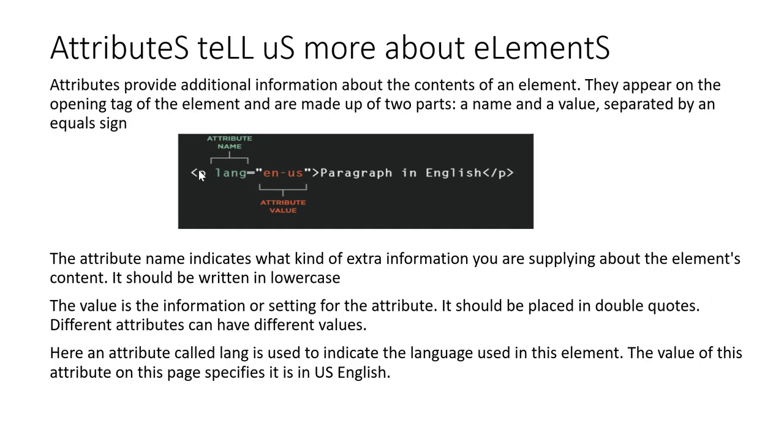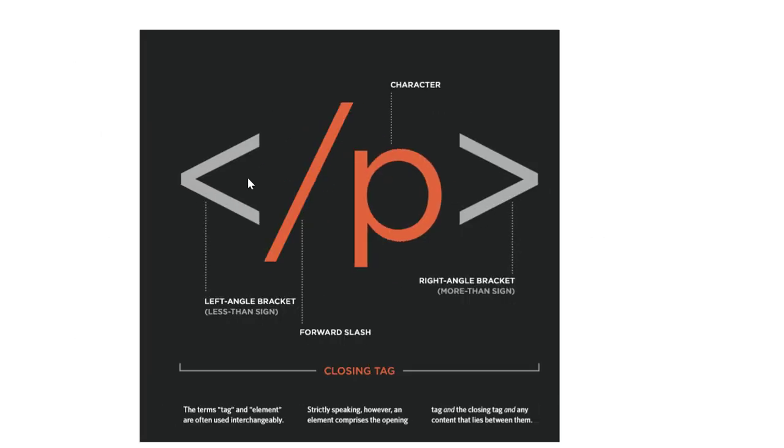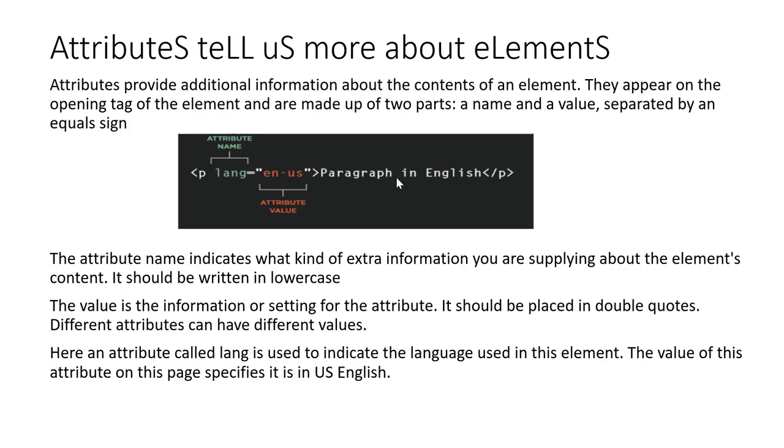Here, in the opening p tag, this is an attribute name, language equal to English US. This is the attribute name and this is the attribute value. The attribute name indicates what kind of extra information you are supplying about the element's content. It should always be written in lowercase.